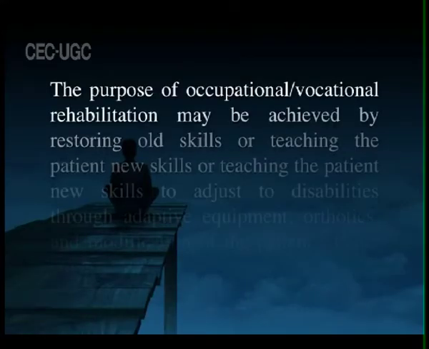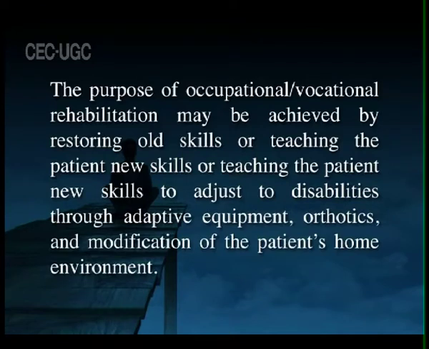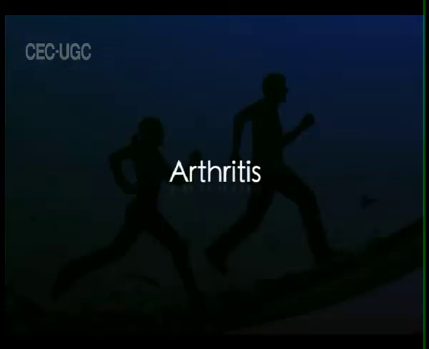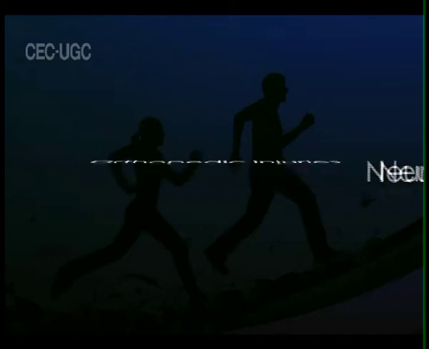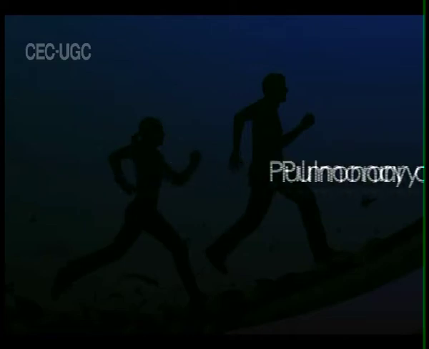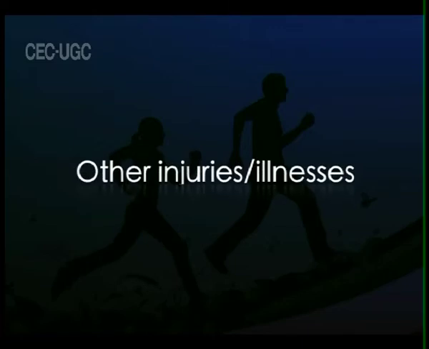The purpose of occupational or vocational rehabilitation may be achieved by restoring old skills or teaching the patient new skills to adjust to the disabilities through adaptive equipment, orthotics, and modification of the patient's home environment. Occupational therapy is mainly prescribed to rehabilitate a patient after amputation, arthritis, cancer, cardiac disease, head injuries, neurological injuries, orthopedic injuries, pulmonary disease, spinal cord disease, stroke, and other injuries or illnesses. The duration of the occupational therapy program varies depending on the injury or illness being treated and the patient's response to the therapy.